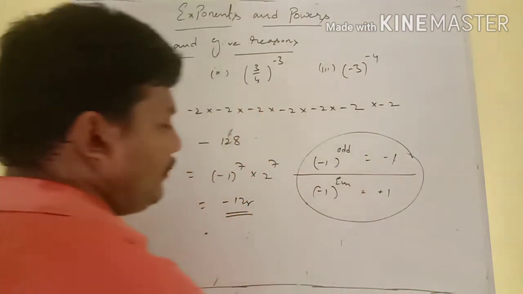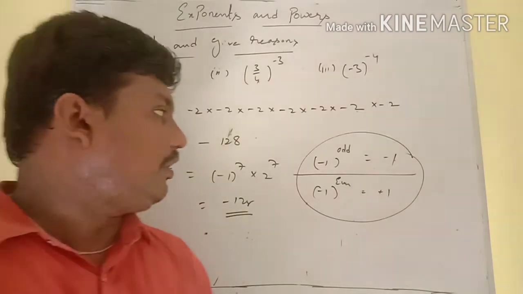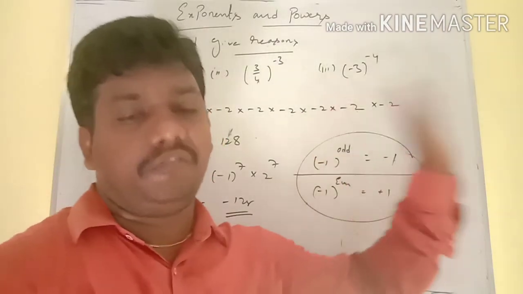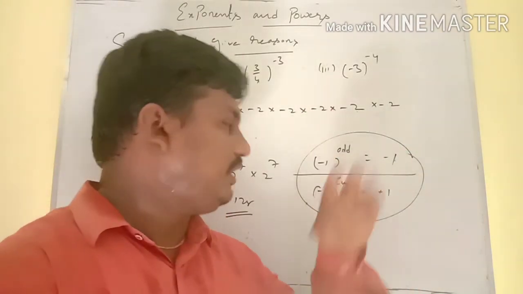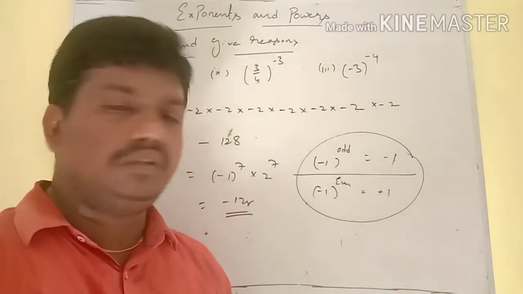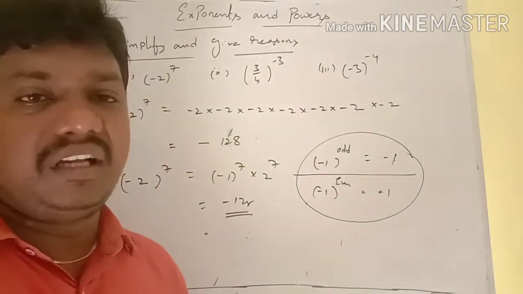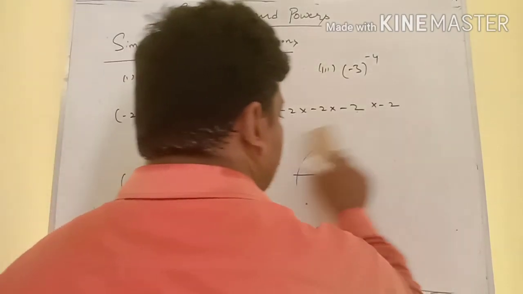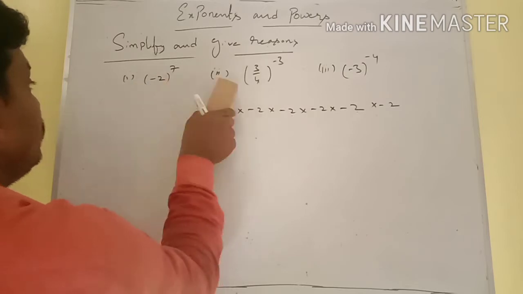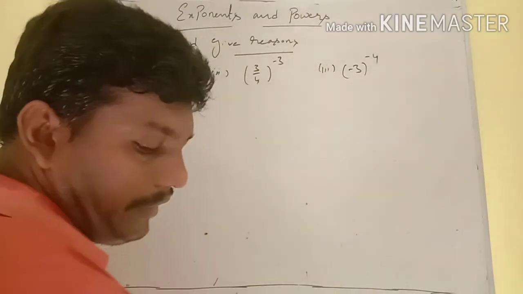So this is also a very important formula. Minus 1 power odd exponent, that means an odd number of times we repeat the minus 1, it becomes minus 1. An even number of times we repeat the minus 1 value, it becomes a positive value, that is plus 1. So this is about the question minus 2 power 7 value.